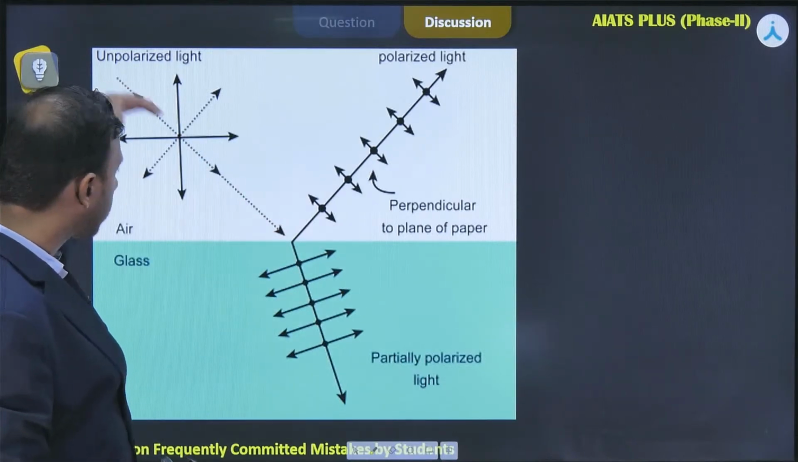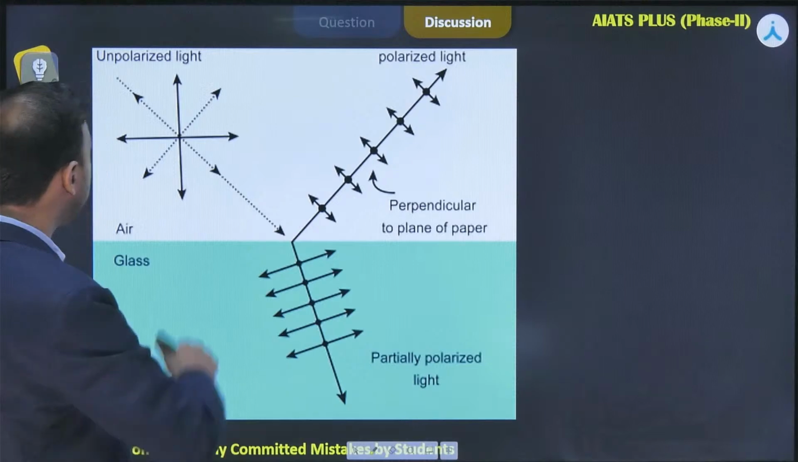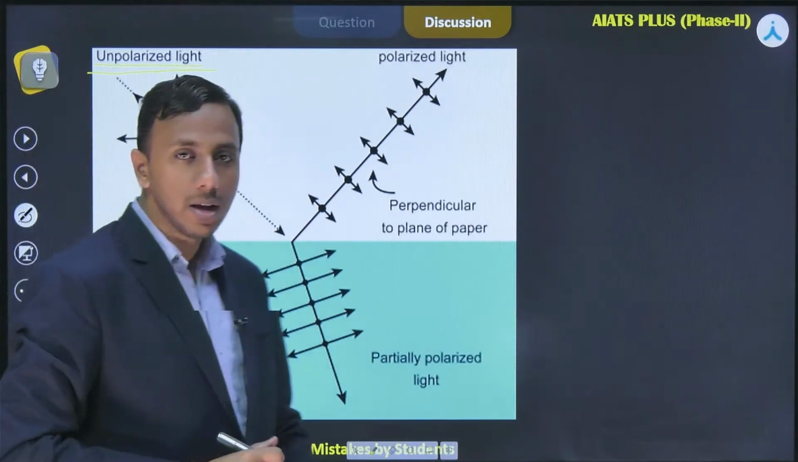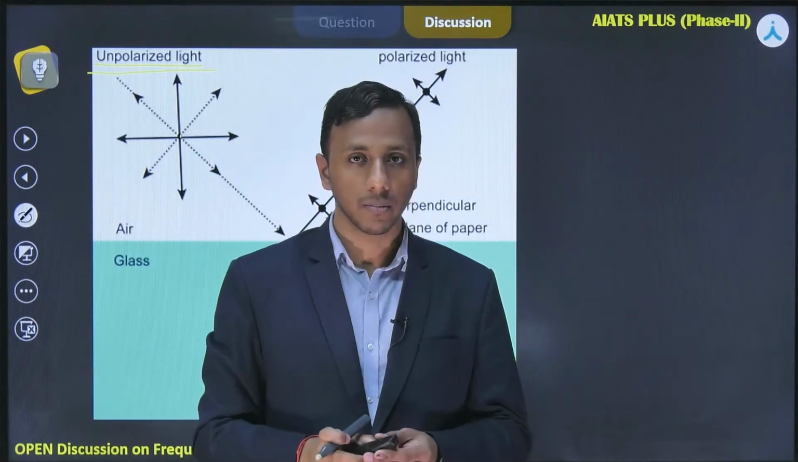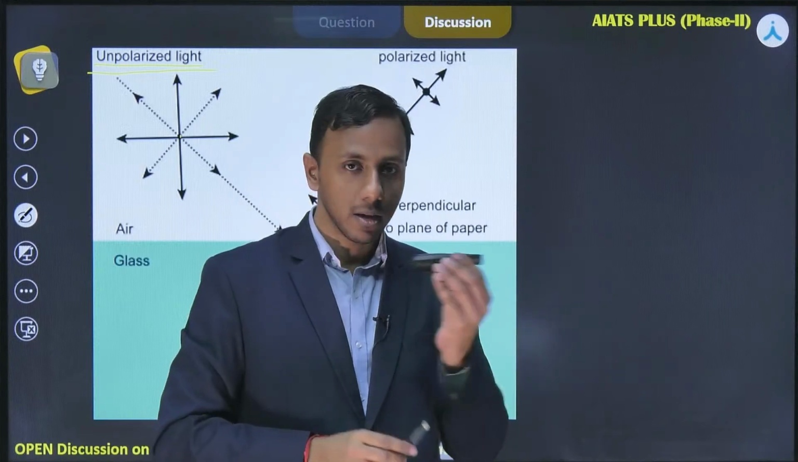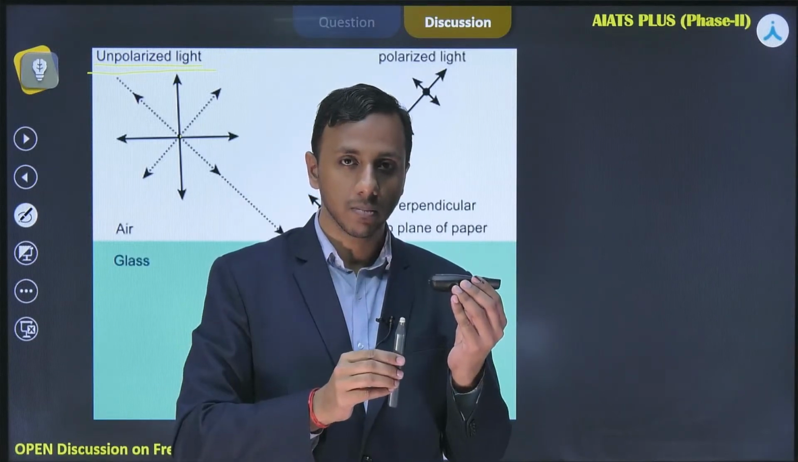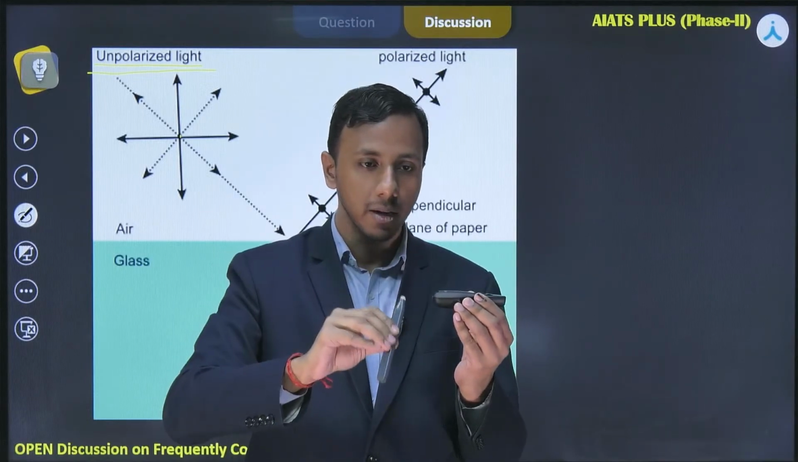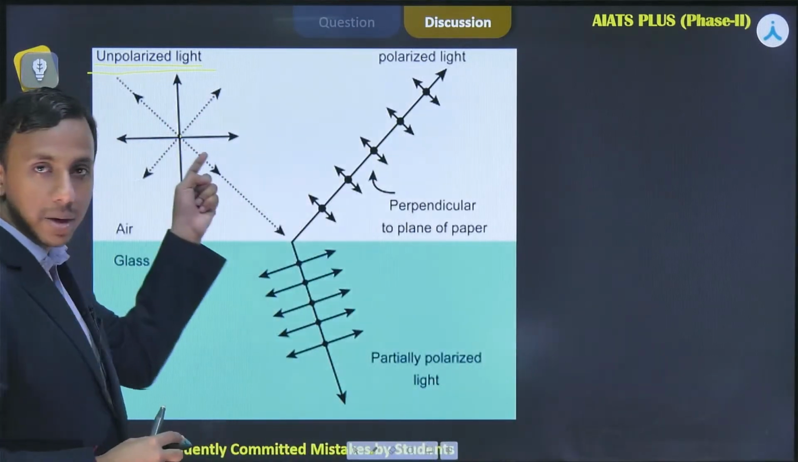An incident ray is falling like this, right? An incident ray, we say, is unpolarized. Unpolarized means what? That it is vibrating in all directions, right? So let's say, for example, this is the incident ray. It is moving this way, right? It can vibrate in this way also, the particles, or it can vibrate in this way also. It can vibrate in that way also, right? So in all directions it is vibrating.